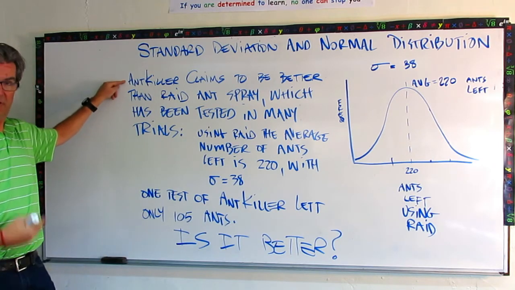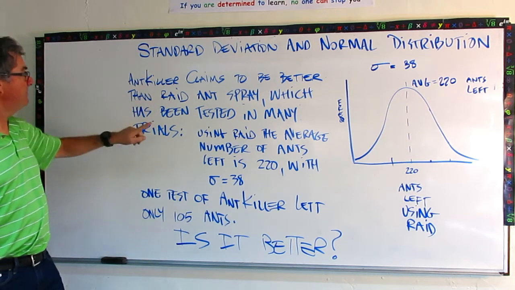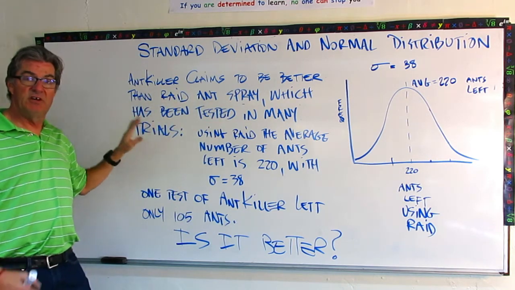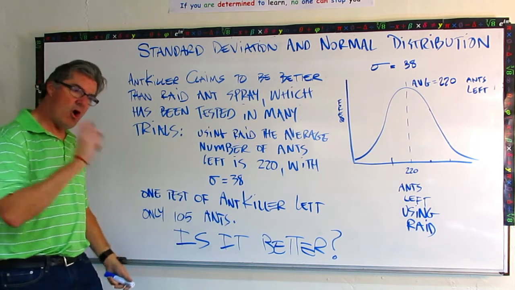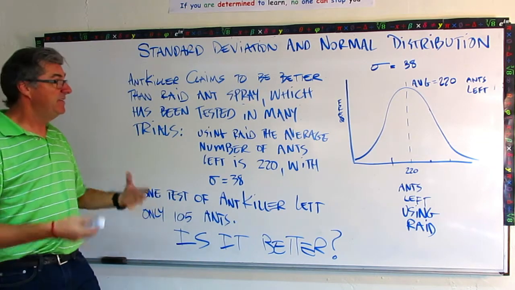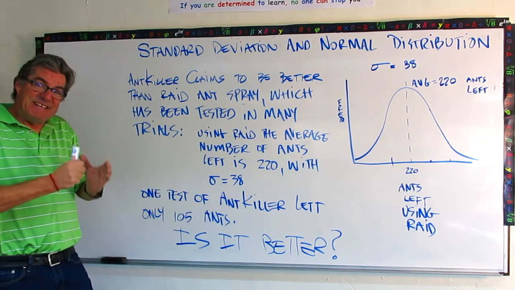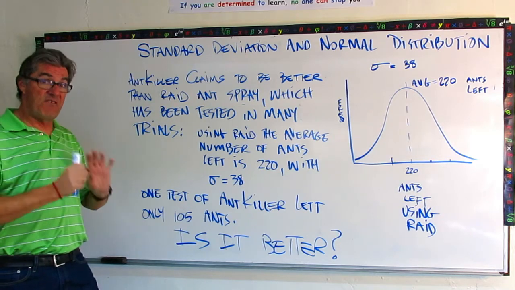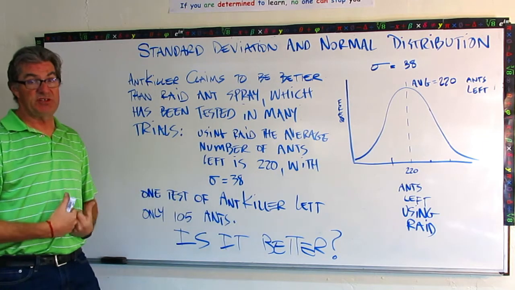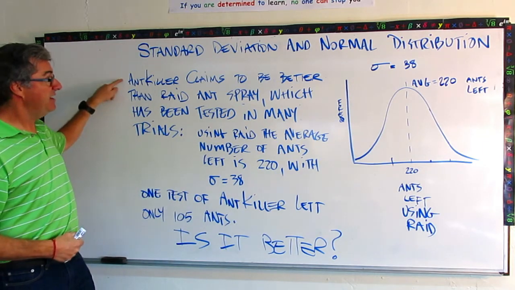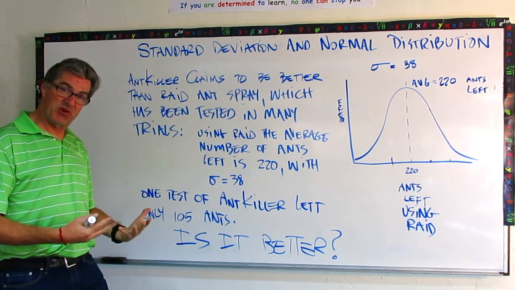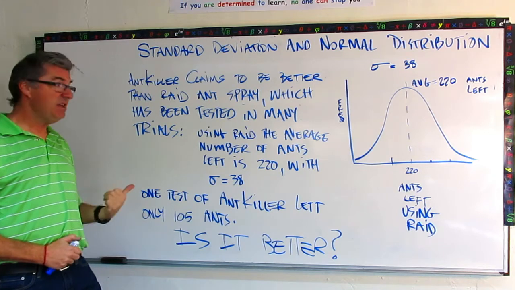Ant Killer, a brand of ant spray, claims to be better than Raid ant spray, which has been tested in many trials. So what that means is that Raid has been tested over and over and over again in a whole bunch of trials. They gathered a bunch of data, and then implicit in this question is that the Raid data follows a normal distribution. Okay, so we need that to answer questions using standard deviation. Okay, so Ant Killer says it's better than Raid. And the nice thing is that Raid has all these trials that we can use to evaluate Ant Killer with.